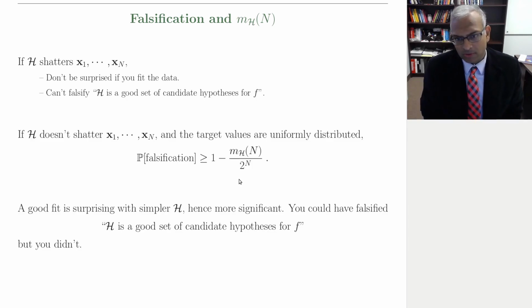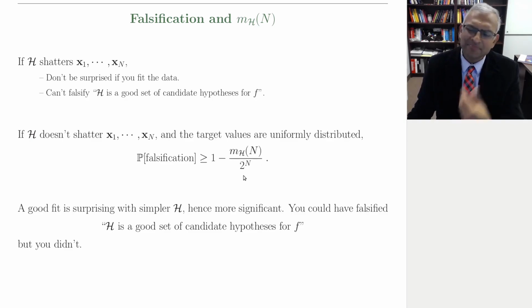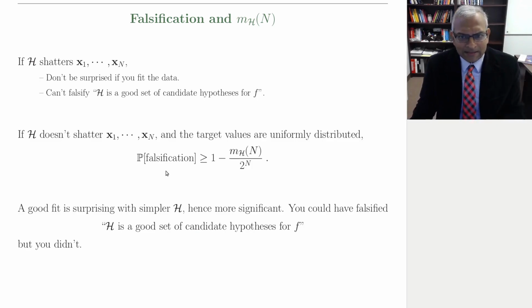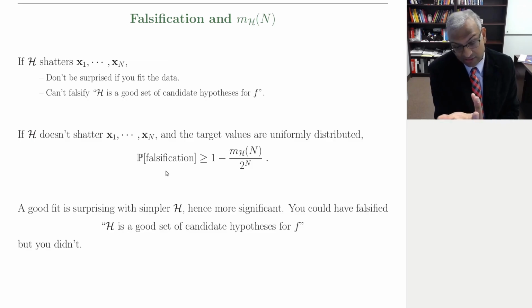Okay, so if m sub h of n is polynomial, then you see this term, m sub h of n divided by 2 to the n, is minute. So the probability to be falsified is almost 1. Now imagine your surprise when you go and run the experiment, generate the y values and try to fit, and you find that you fit the data extremely well. You didn't, for example, get in-sample error 0. You didn't get falsified. It's a very surprising outcome. It's a very significant outcome.